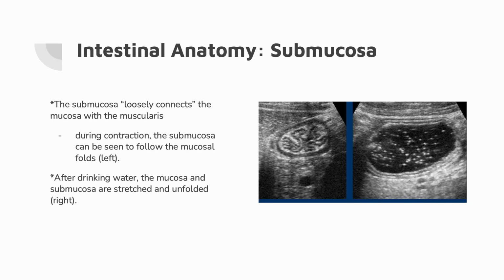And then following, submucosa also loosely connects the mucosa with the muscularis. So anytime the intestines are contracting, you can see the submucosa following the mucosal folds, and then after drinking water, the mucosa and the submucosa are stretched and unfolded, which you can see on the right side. So the intestines in this layer take on different appearances based on whether there is water or any other substance present.